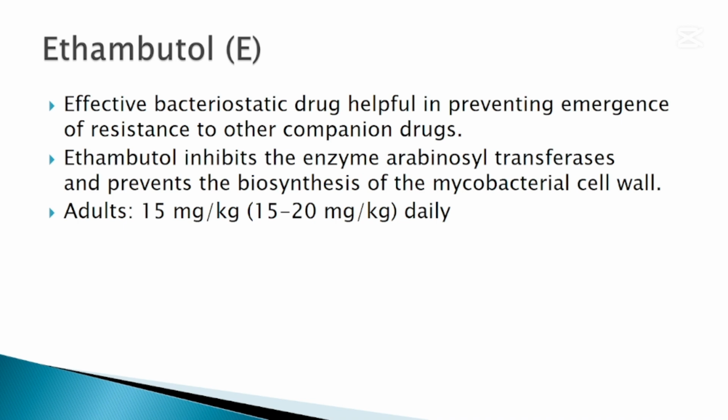Ethambutol is a bacteriostatic drug. It helps prevent emergence of resistance to other drugs. Ethambutol inhibits the enzyme arabinosyl transferases and prevents biosynthesis of the mycobacterial cell wall again. The dosing is 15 milligrams per kg for adults.